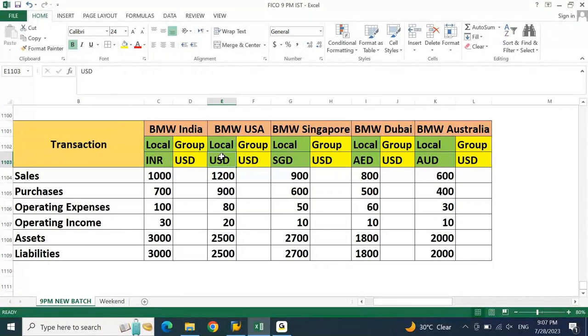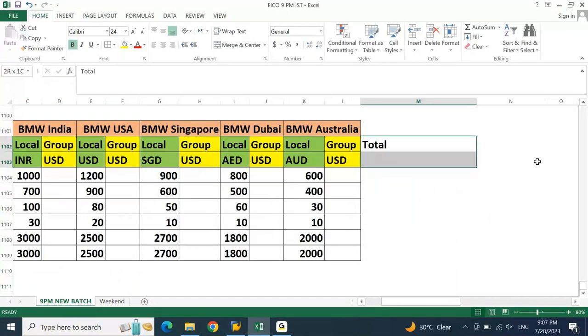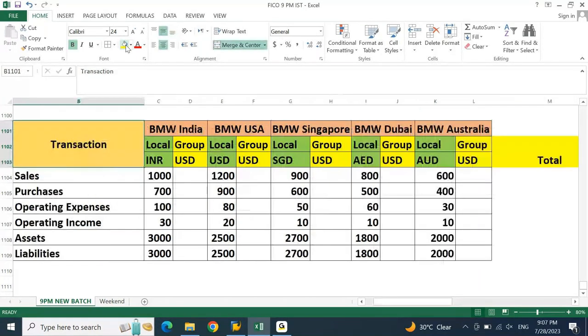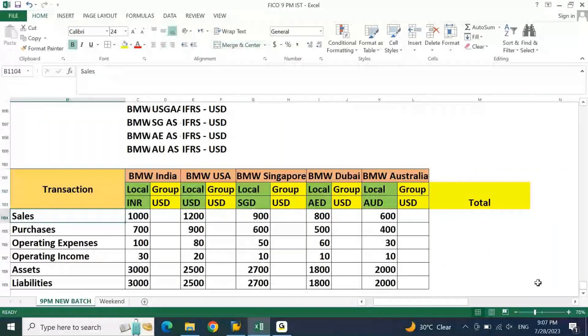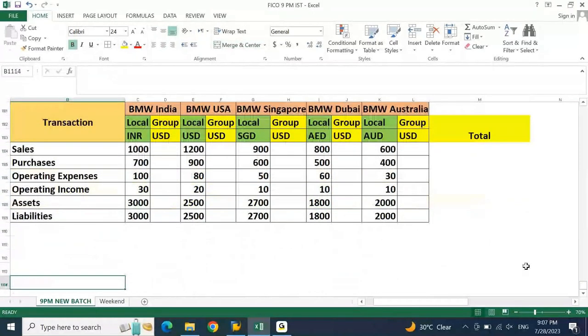What is the total profit of me? You should always think from the company point of view. When you see it from company point of view, if you are the owner of BMW, you want to know what is your overall profit. Only then you will be able to identify whether your business is performing good or not. Now, for that to happen, I cannot say my total sales. I'll say total. When I put total, my total is applicable only for the group reporting.